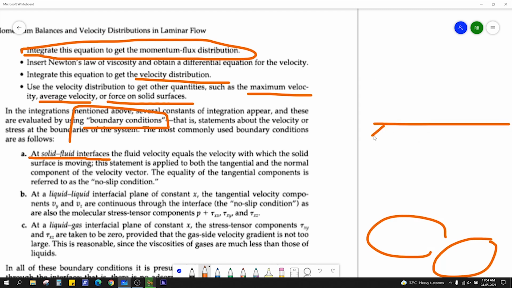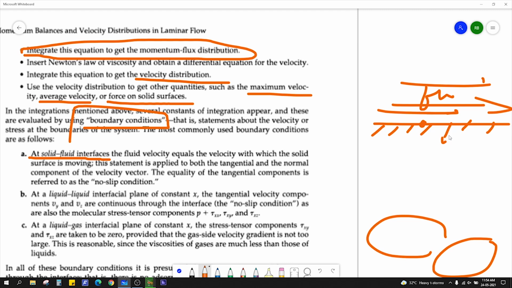So suppose we have a solid surface and fluid is flowing in this direction. So this is fluid and this is solid, right? So what is the interface? This point, the intersection between the fluid and the solid surface. At this point, you can use boundary conditions directly. Like if the fluid is flowing in this direction, let's say Vx, then Vx will be equal to 0 at this surface. Okay, that is called the no slip condition.